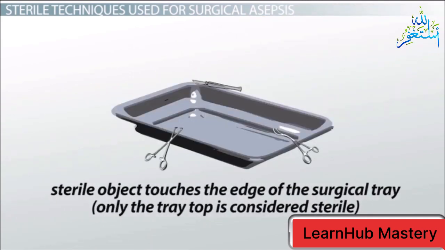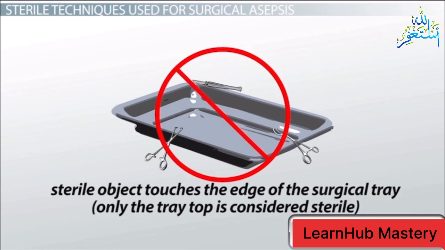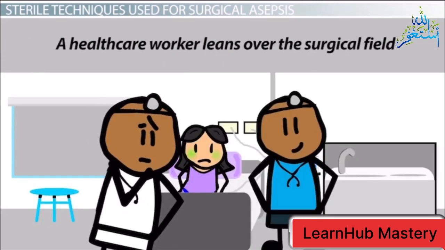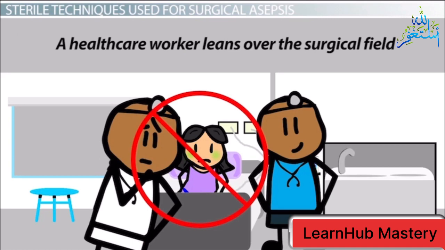A sterile object touches the edge of the surgical tray. Only the tray top is considered sterile. A healthcare worker leans over the surgical field.